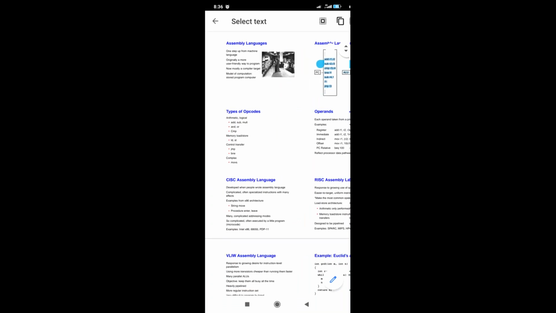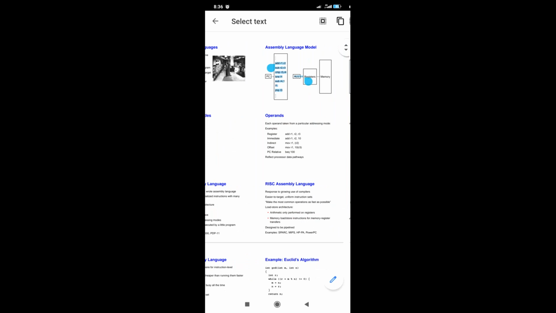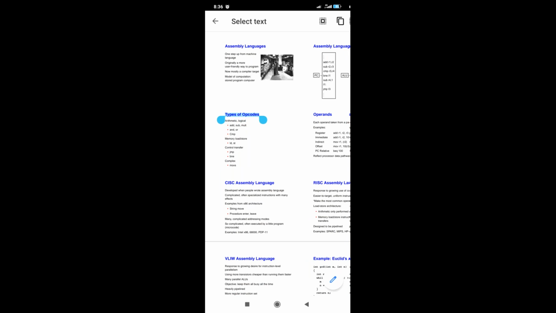Are you seeing the screen which I'm projecting? Yes, I can see it. Okay, look at from this place. Are you seeing what I just marked? Did you see what I just marked now? Yes, I can see it. Okay.